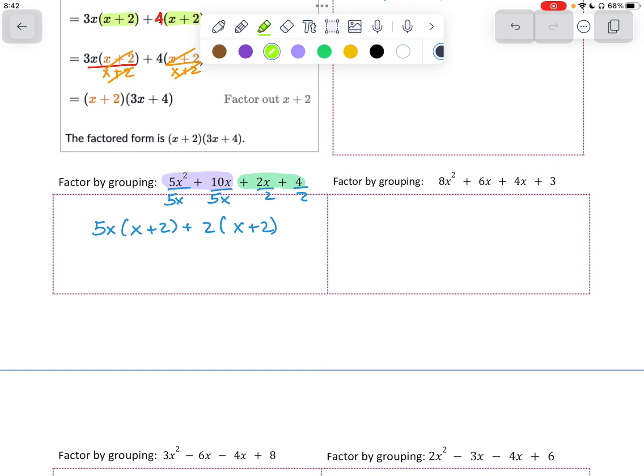If you've done it correctly, these two factors should match. And so you write down the factor they share, and then the second factor is the leftover pieces, 5x plus 2. So the x plus 2 comes from there, and the 5x plus 2 from there. And again, let's look at it here.